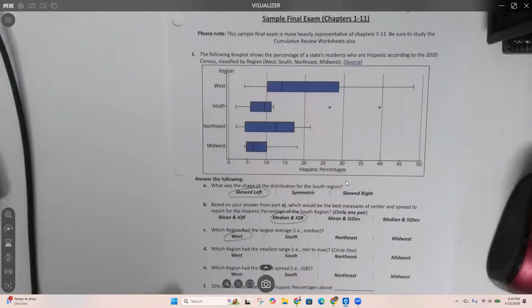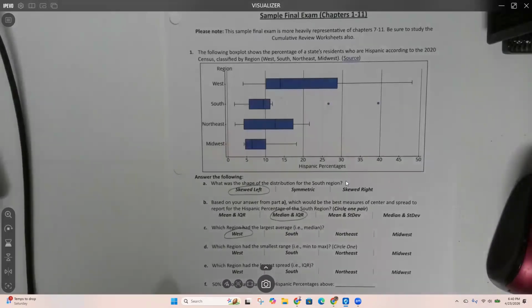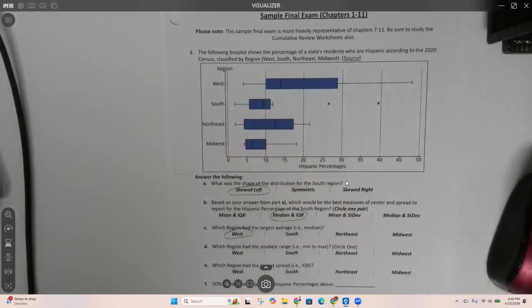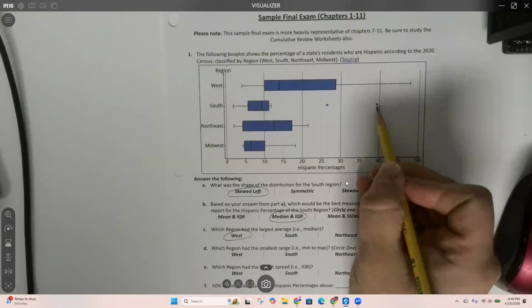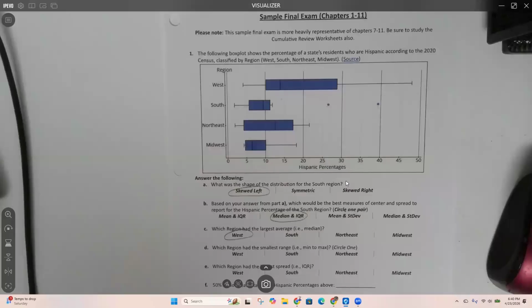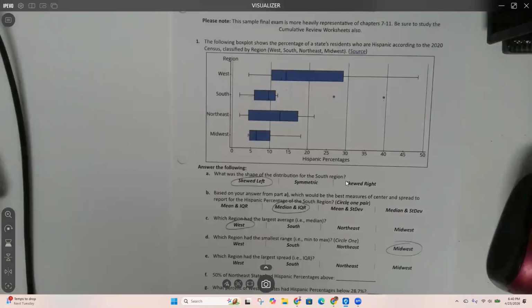Which region had the smallest range, measuring from the minimum to the maximum? If these outliers weren't here, it would be the South, but the maximum is actually this point right here, so the range is from here to here. Which one had the smallest range, though? Gabby says Midwest. Crystal agrees. Yeah, Midwest. Good.